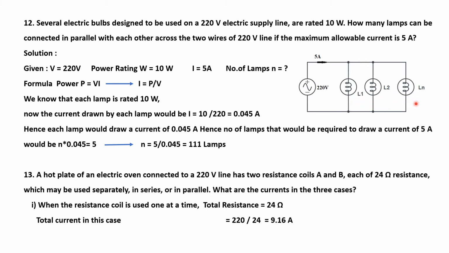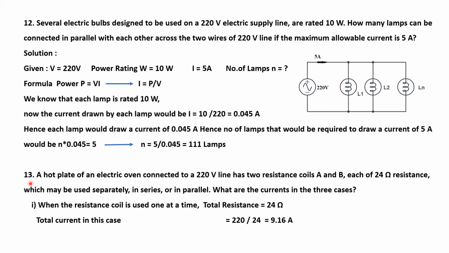So like this, n lamps are connected. So n into 0.045, that is the current drawn by each lamp, should be equal to 5 amps, the maximum rating. So this gives the value of n to be n is equal to 5 divided by 0.045, which is equal to 111 lamps. So 111 lamps can be connected in parallel across this 220-volt electric supply line so as not to exceed the maximum rating of 5 amps.